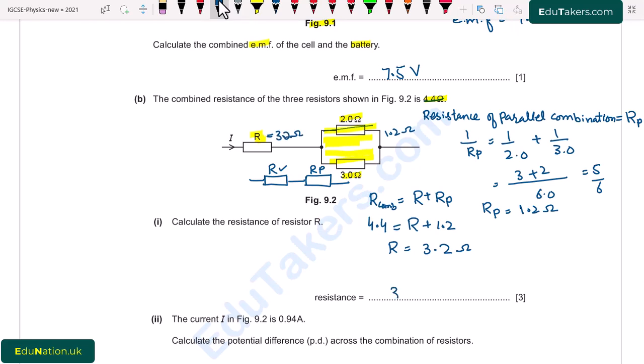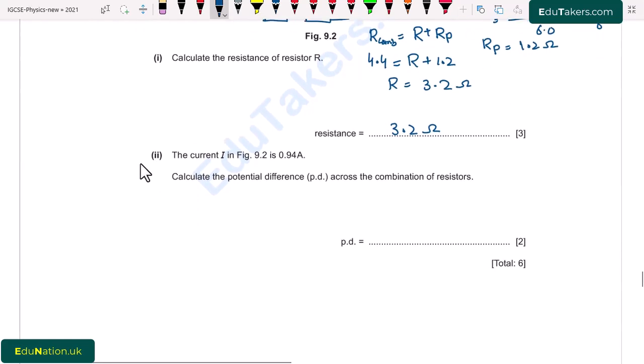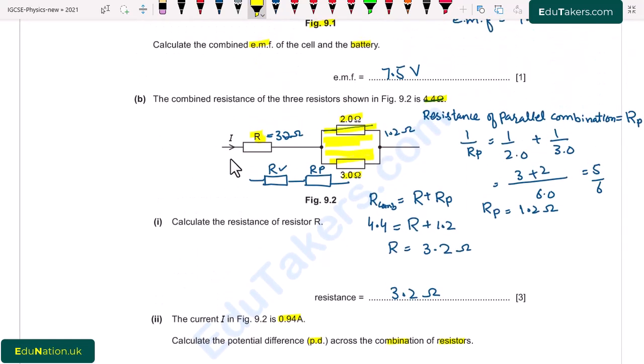I write here part 2. The current I in figure 9.2 is 0.94 amperes. Calculate the potential difference PD across the combination of resistors. So we have to find the potential difference across the whole combination, and here the combined resistance of these three resistors is given to be 4.4, and also the current is given. So by using Ohm's law we can calculate it easily.